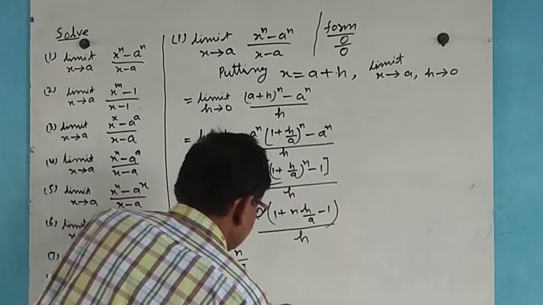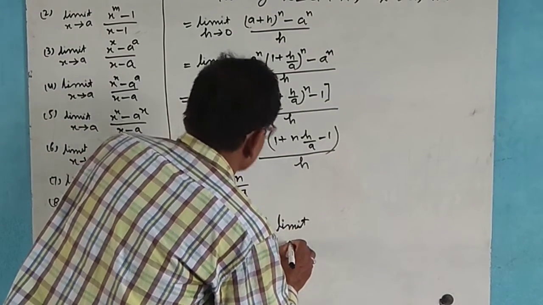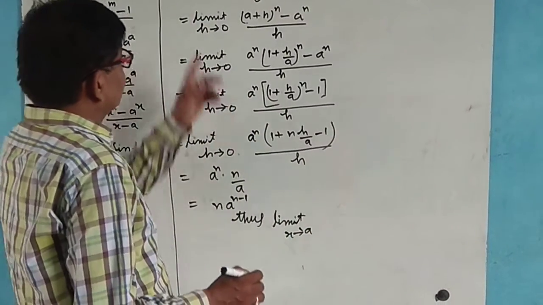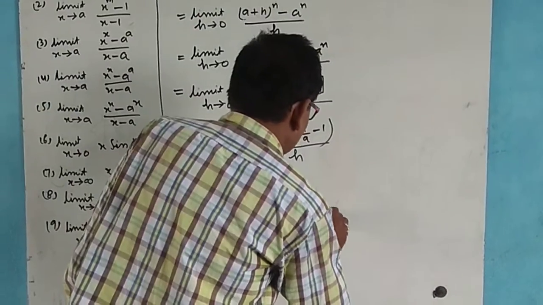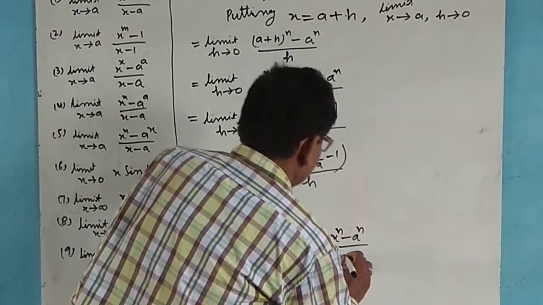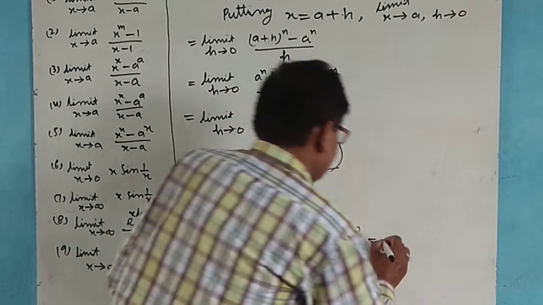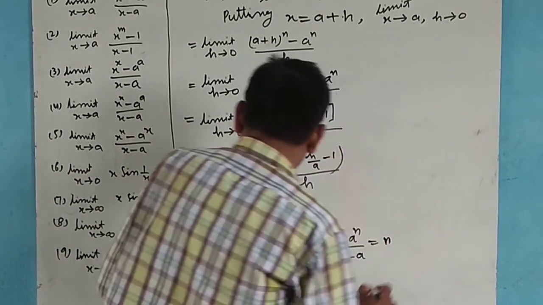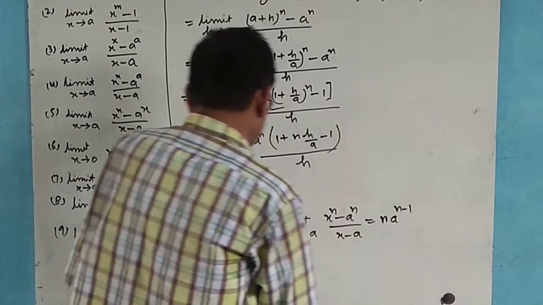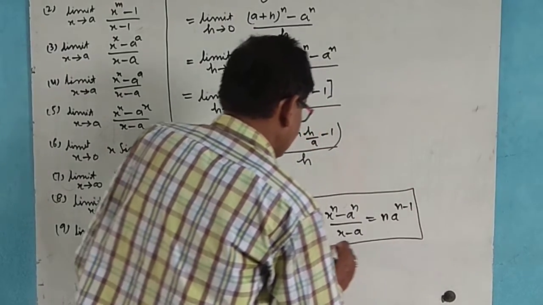Thus limit x tends to a, x to the power n minus a to the power n divided by x minus a equals n a to the power n minus 1. This is a formula to use in the limit.